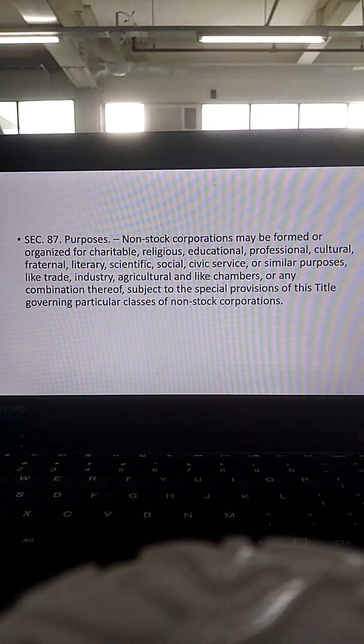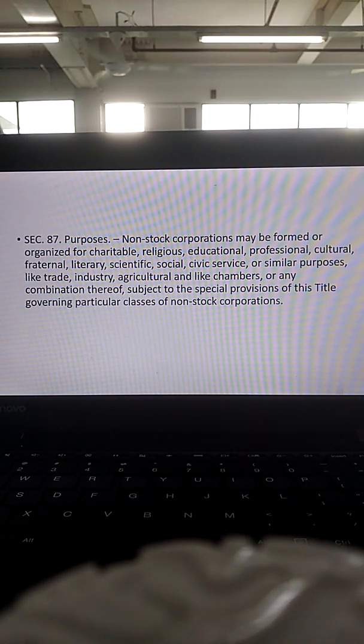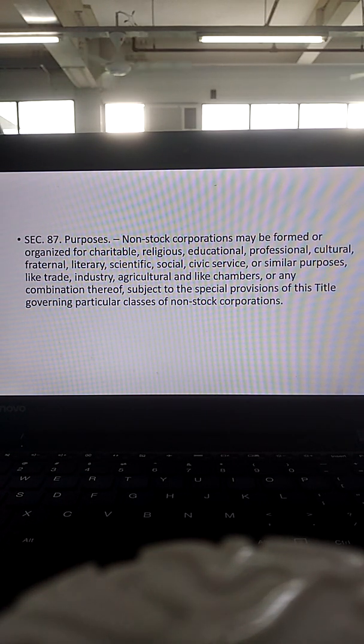Now, may dagdag dito like trade, industry, or agricultural and light chambers or any combination thereof subject to the special provisions of this title governing particular classes of non-stock corporations. Again, they are not prohibited by law to engage in trading, industry, agricultural, or light chambers. Okay? For as long as they will follow the special provisions of this particular title. Okay? Particularly for the provisions that govern the non-stock corporations.